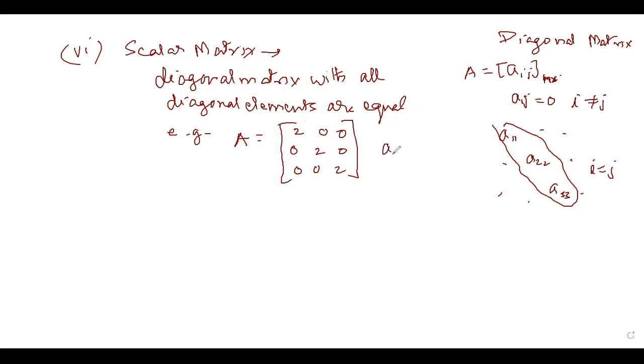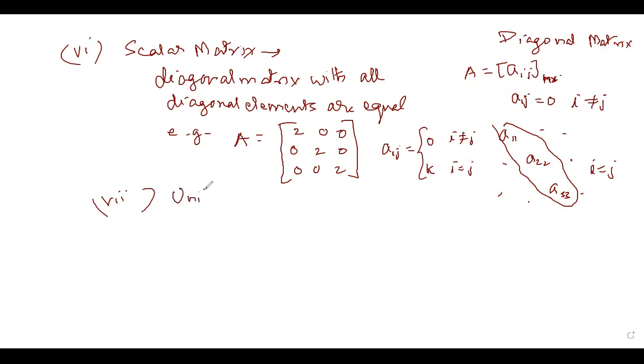You can write the condition: A_ij will be equal to 0 for i not equal to j, and it is equal to constant K, any constant, when i is equal to j. This is the general definition. Then a very important matrix, that is a unit matrix or identity matrix.